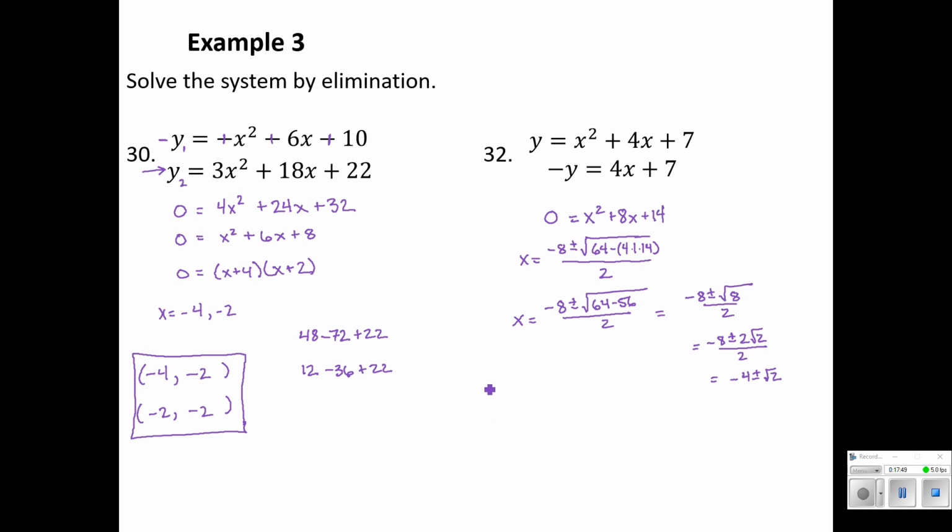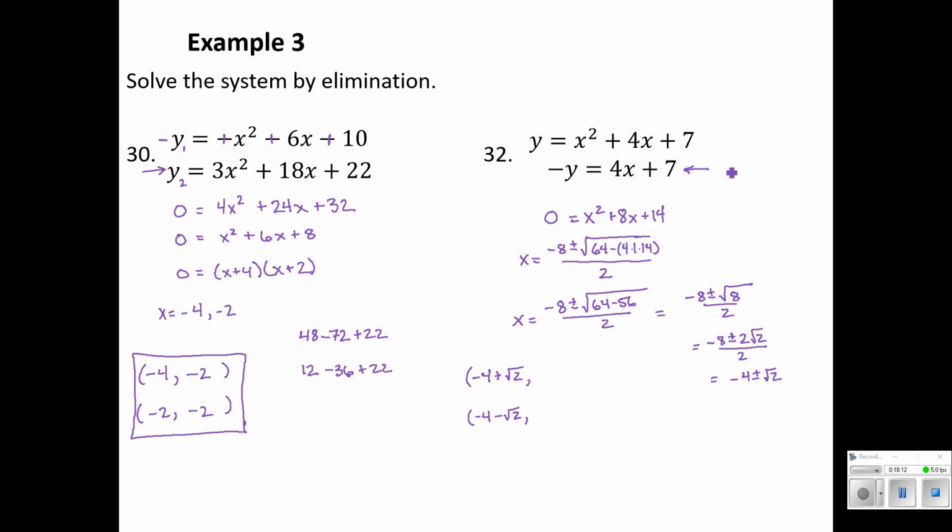All right, so let's see what we get. I've got negative 4 plus root 2 comma something and negative 4 minus root 2 comma something. And this is probably overkill. I imagine they want us to use our calculator here. But let's see if we can't do this by hand and prove that we're superior to the textbook.